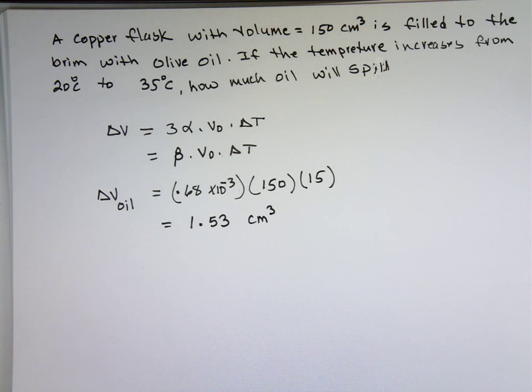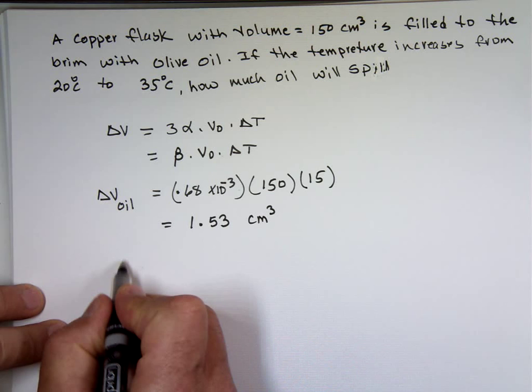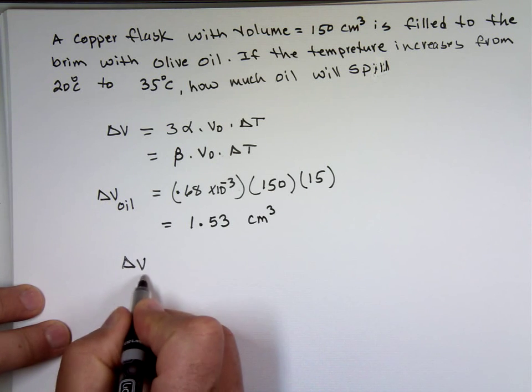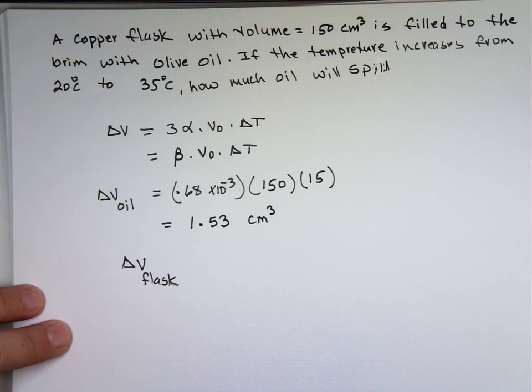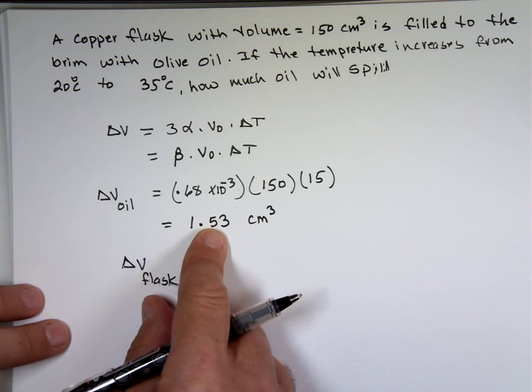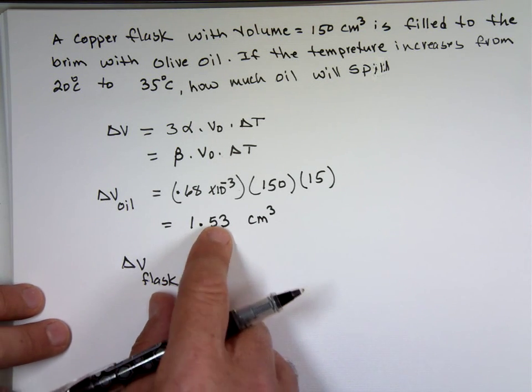Now wait a minute. The flask is made out of what? Copper. When you heat copper, what's going to happen? It's going to get bigger. So the flask is going to expand. Let's find the change of the volume of the flask here. If the flask changes more than this, I'm okay. If it's less than this, I'm going to lose some olive oil.